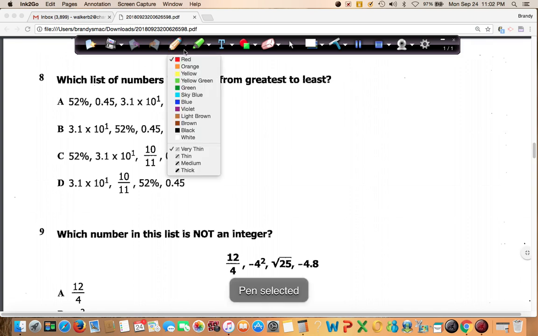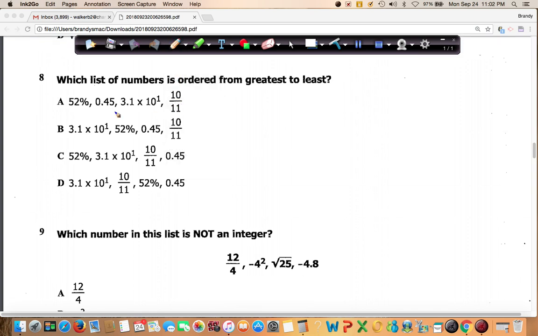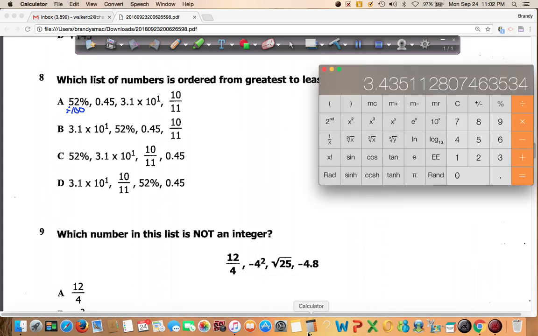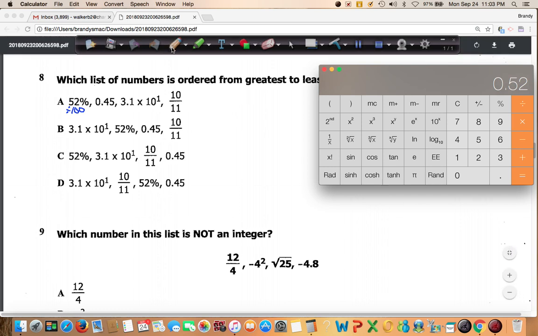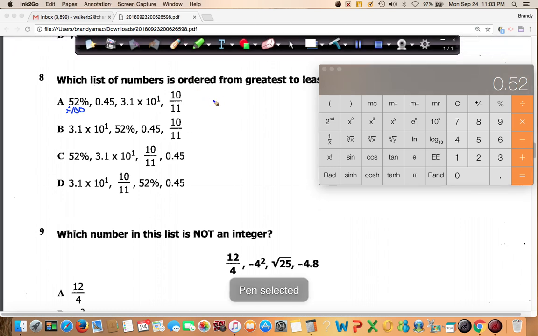So we're going to take our blue pencil. What do we do with percents? Do you remember? Yes, very good. We divide by 100. So you're going to put 52 in your calculator. See if I can get mine up and working here. All right, so we have 52 divided by 100. 0.52. All right, so come over here, and I'm going to write 52%.